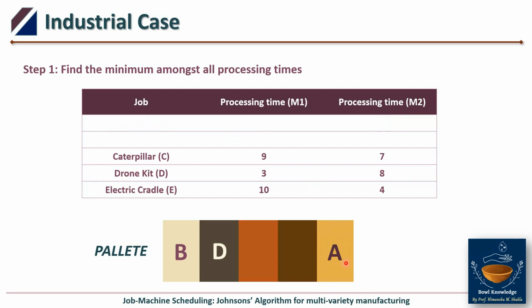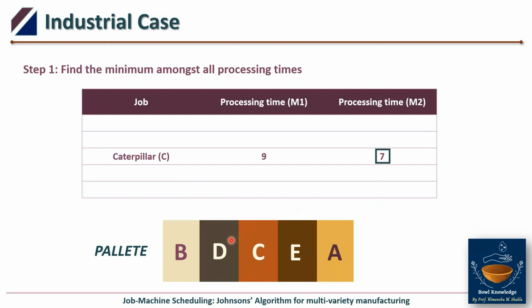Now out of the leftover table, what is the minimum time? You can see it is 3. It is in machine 1, so D will be allotted on the left side. Similarly, removing D, what is the minimum now? It is 4. It is on machine 2, so E will be allotted on the right side. And finally C is left, so it will be allotted in the center. In this way, our pallet is completed with the sequence B, D, C, E, A. This is the optimum sequence as per the minimum processing time.